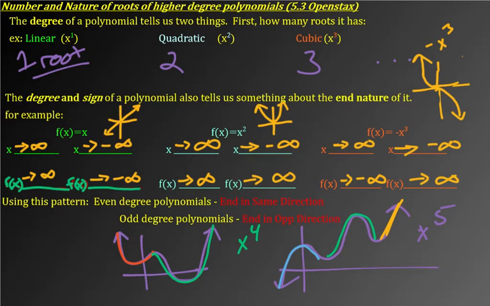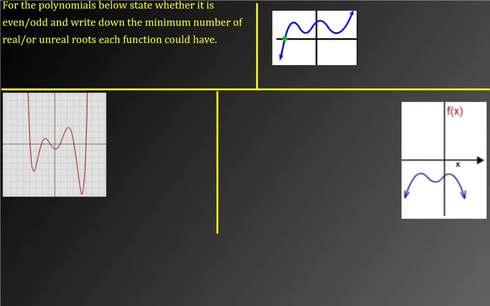This is definitely something very important to know. Even degree polynomials end in the same direction, odd end in opposites. And you always are going to match the degrees with the number of roots. All right, so that's just kind of looking at some pictures of what these weird graphs look like.